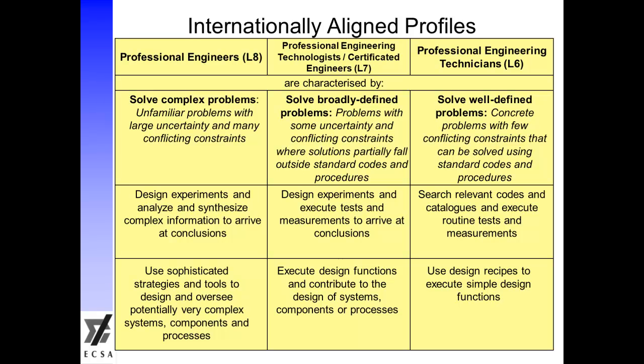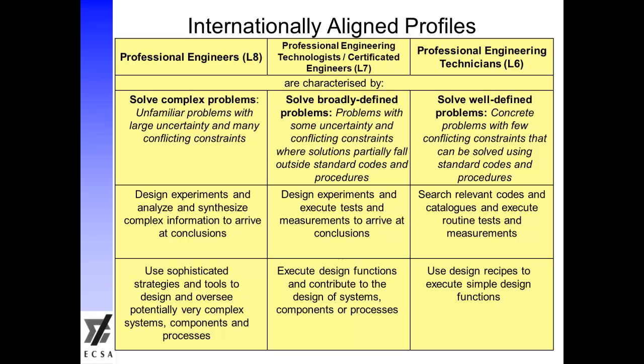Technicians at level 6 are expected to be able to search relevant codes and catalogs, to execute routine tests and measurements, and use design recipes to execute simple design functions. While engineers at level 8 need to design their own experiments and analyze and synthesize complex information to arrive at conclusions. They also need to be trained to use sophisticated strategies and tools to design and oversee complex systems, components, and processes.